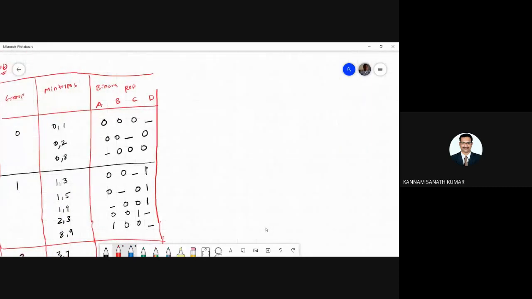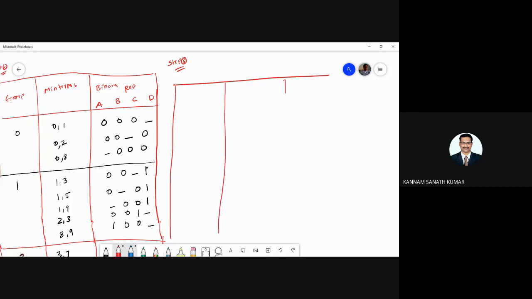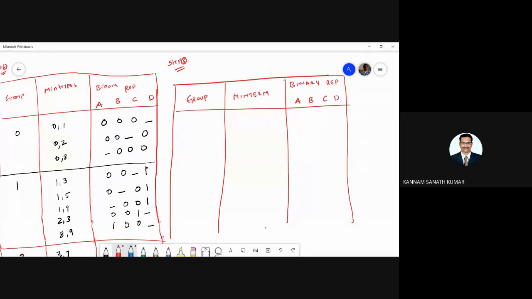Next, you have to draw step 3. So in step 3, you have to draw the table by seeing the table in step 2. These are the binary representations. So group, minterm, binary representation, A, B, C, D.